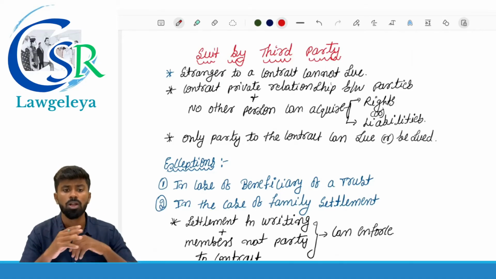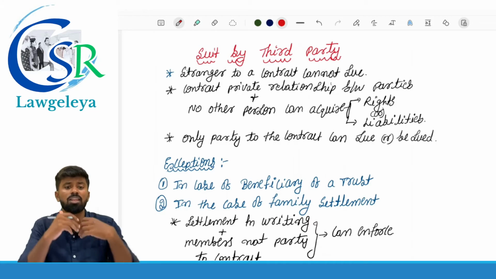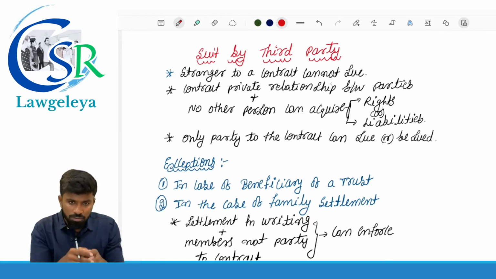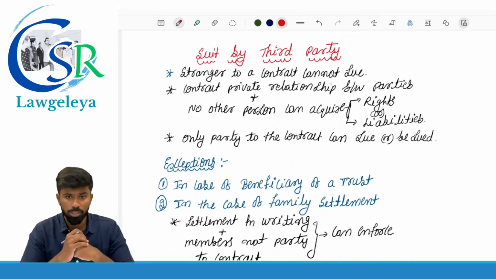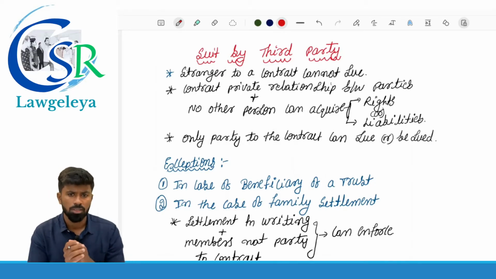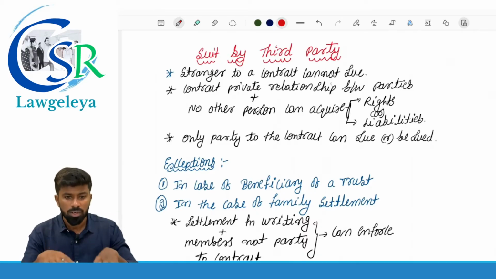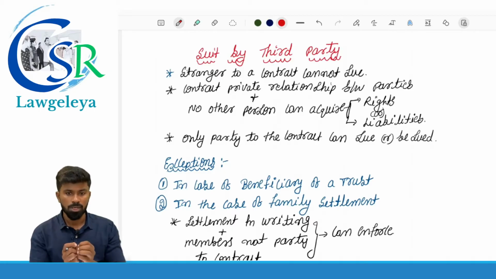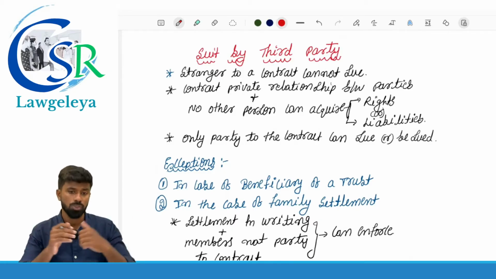Correct, right? Who cannot acquire the rights? A stranger or a third party. Because they don't have any rights and obligations, can they interfere and sue the parties to a contract? The answer is no. I repeat, the doctrine of privity of contract provides that a stranger to a contract cannot sue. Why? Because a contract is a private relationship between the parties and no other person can acquire rights and liabilities, hence they cannot file a suit.